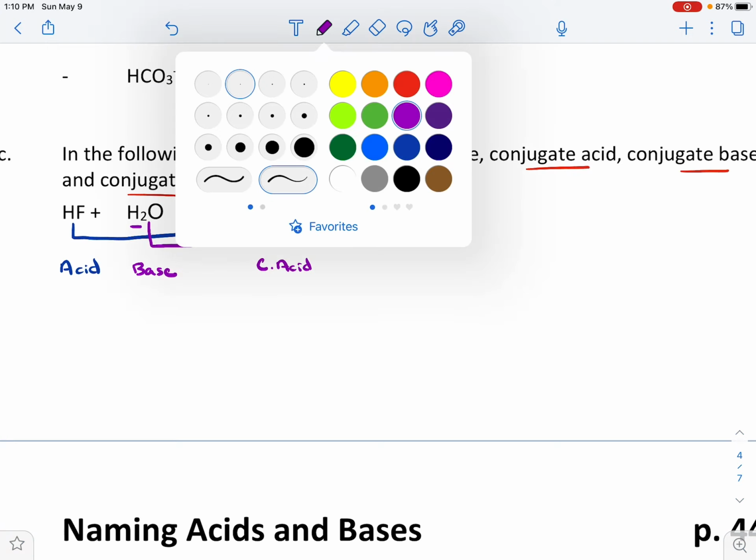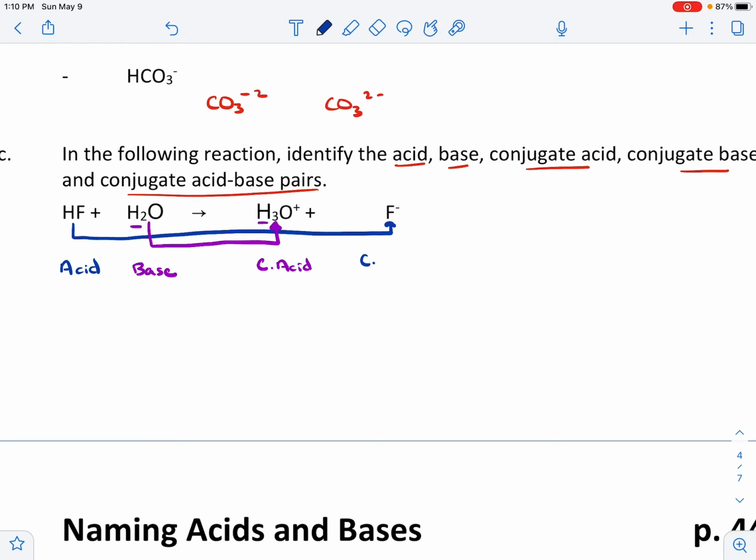And then to finish this off, F minus is our conjugate base because it is the one that lost the H plus. And there you have it.